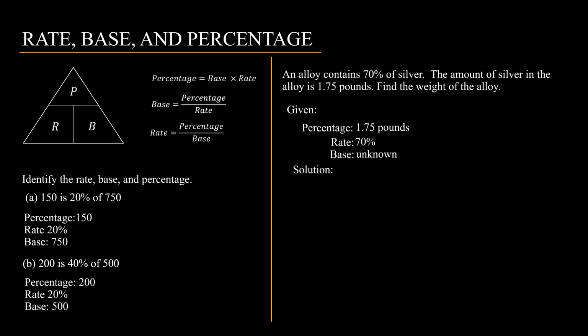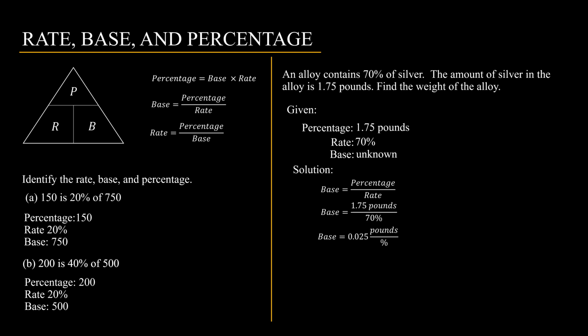And solution na gagamitin natin ay ang base is equal to percentage over rate. Let us substitute the given. We have here 1.75 pounds over 70%. Let's divide the 1.75 by 70. The answer is 0.025 pounds over percent. Again, meron pang units dito.